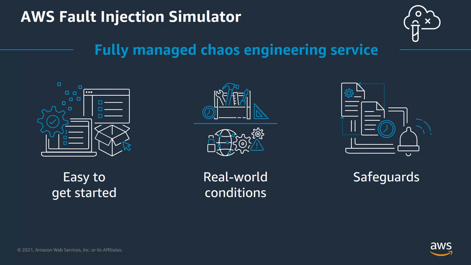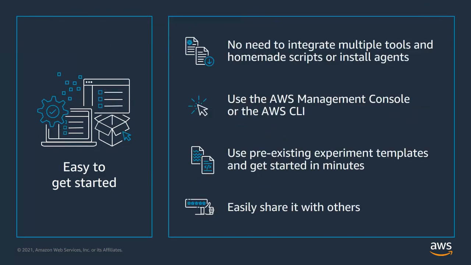AWS FIS really embraces the idea of safeguards, which is a way to monitor the blast radius of the experiment and stop it automatically if alarms are setting off. So getting started should be easy, and it is easy. This is something we've really put a lot of effort into. Our customers have repeatedly told us that it was hard to get started with chaos engineering, so we wanted it to be easy.